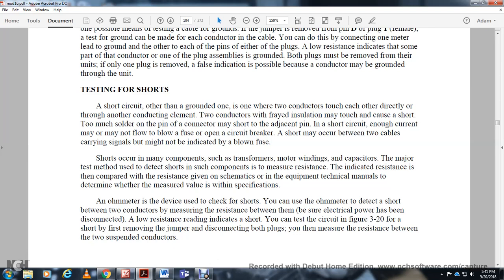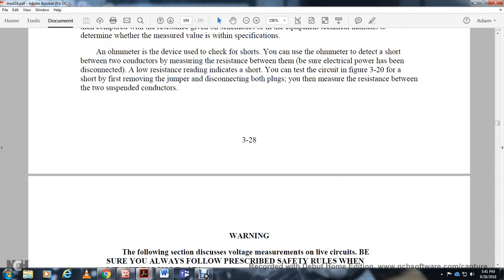The measure of the resistance indicating the resistance is then compared with the resistance given in the schematic level on the equipment and technical means to determine whether the measured value is within specifications. An ammeter is a device where you detect the short. Detect the short between the two conductors, measuring the resistance between them. But be sure the electrical power has been disconnected. With low resistance indicating the short, you can test the circuit. From 320 for the short, first remove the jumper and disconnect both plugs. Then use the measure of resistance between the two suspected conductors.